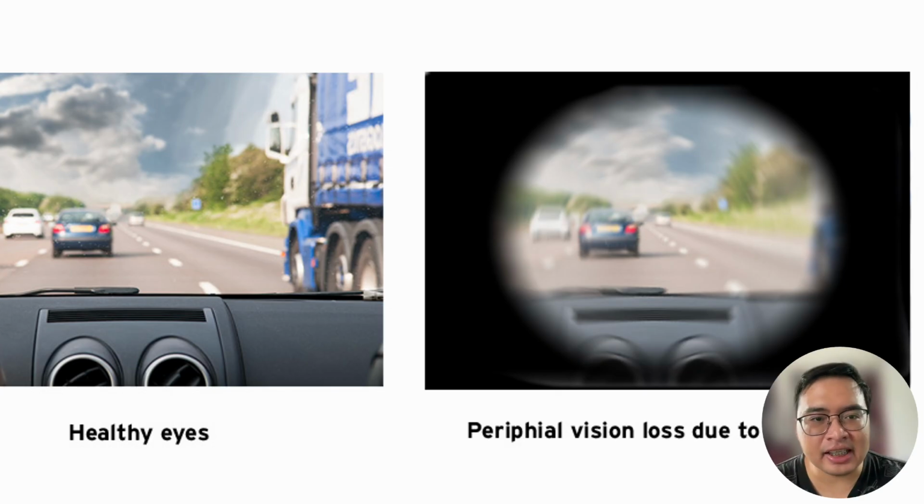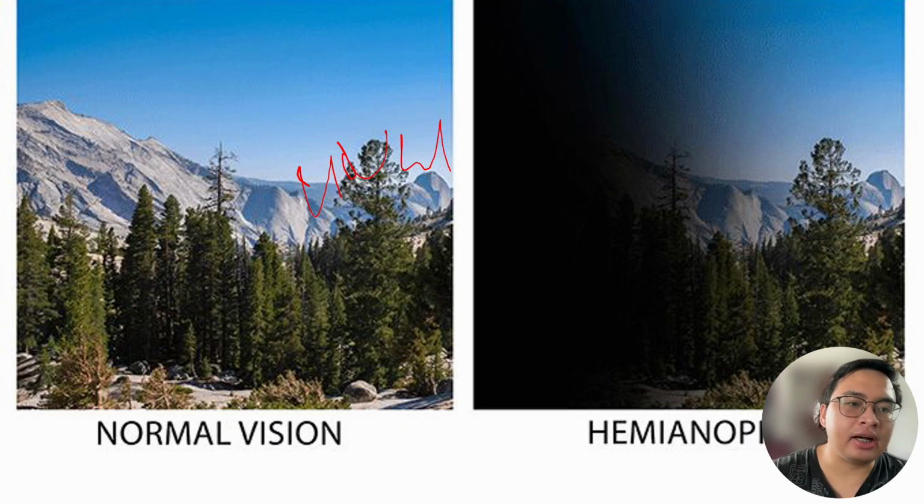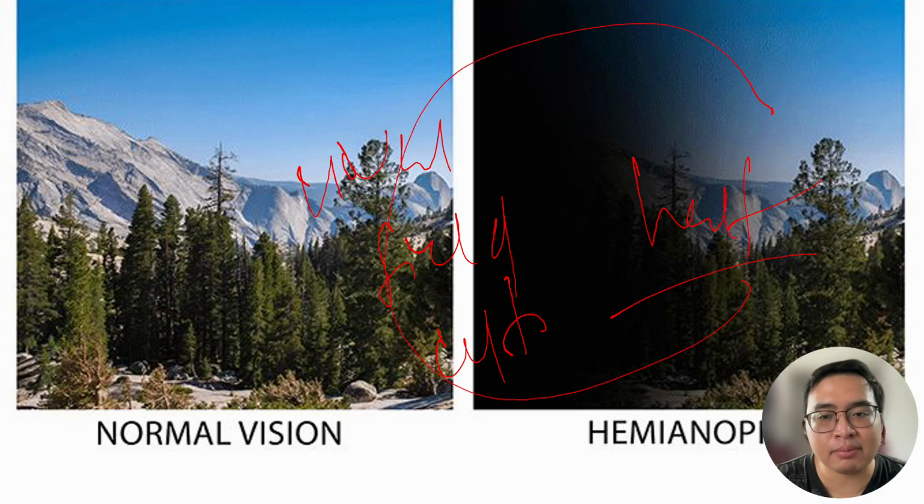This is what I have been saying. There may be peripheral vision loss. It could be due to glaucoma. Okay? And this one is visual field cuts. Hemianopia. Hemi means half or kalahati. So here, nawala yung kalahati ng kanyang paningin. And there are many different types of field cuts. We're going to discuss this in the next figure.